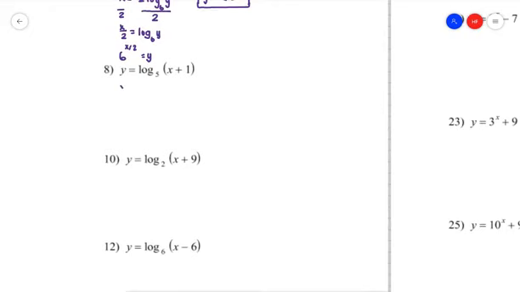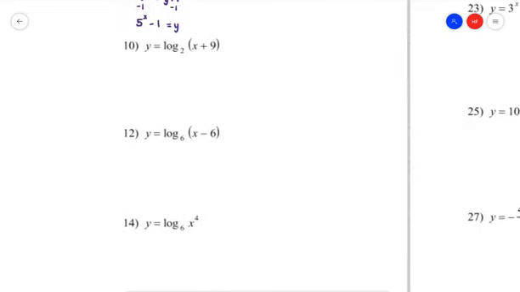Number 8, we start by switching x and y. We want to get that y by itself. We're going to convert. So we have the base of 5 to the power of x is equal to y plus 1. Subtract 1. 5 to the power of x minus 1 is equal to y. Now when you're writing these, you need to make sure that I can tell where that minus 1 is, whether it's in the exponent or it's in the problem without the exponent. So just make sure that I can tell where it is, because it's going to change your answer.